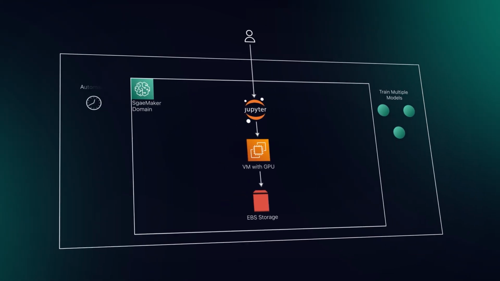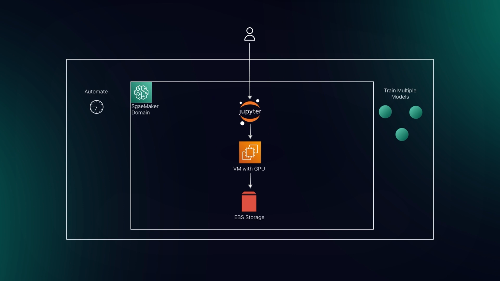Or let's say you want to automate a process where new pet photos keep coming in and you want to pre-process them every day at night. This is where the concept of SageMaker job comes in. You can use jobs to do various tasks for you.